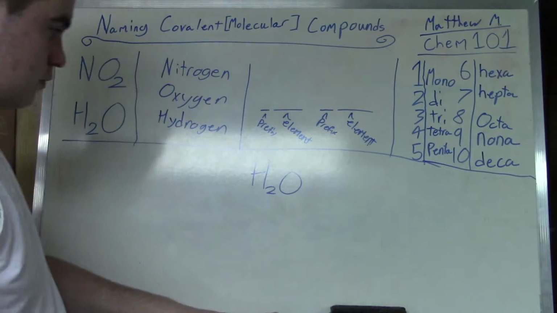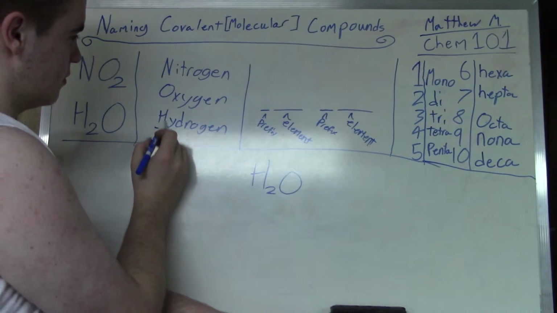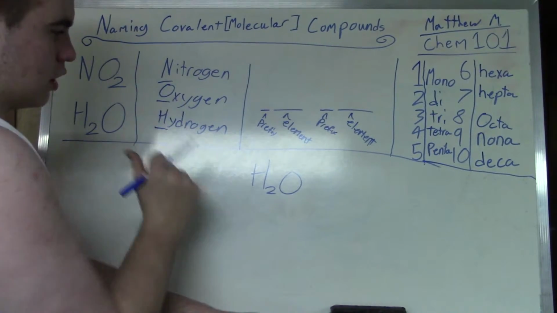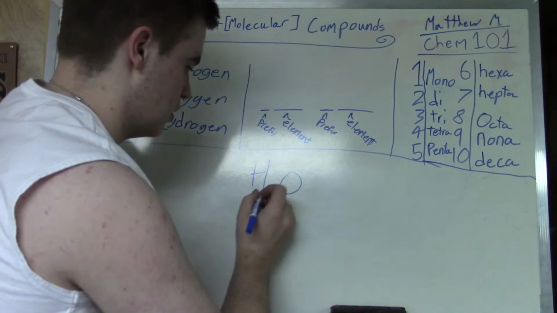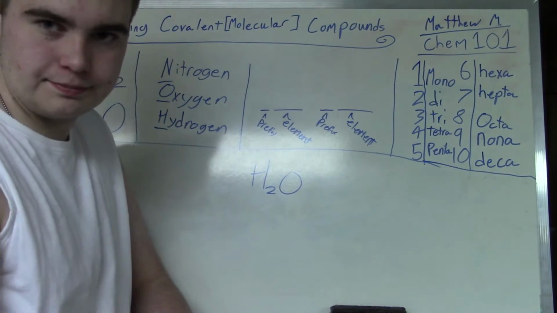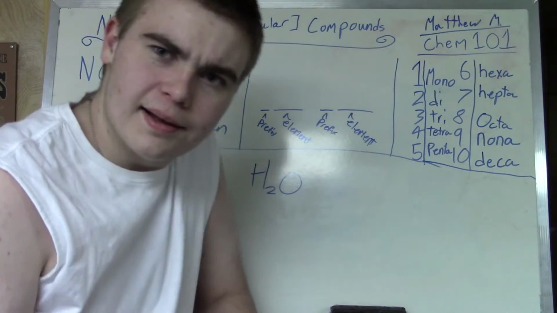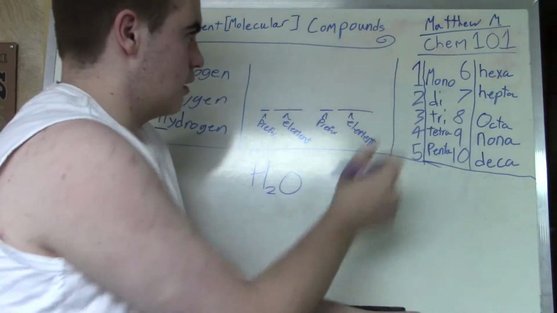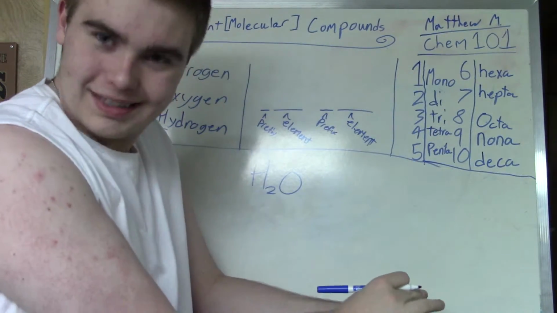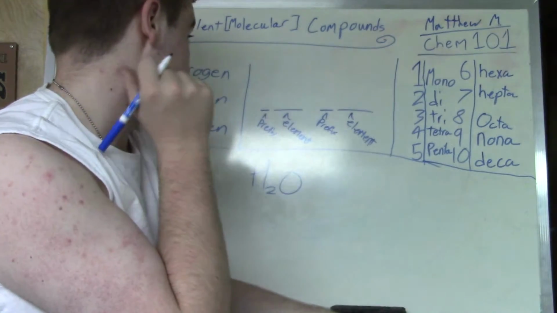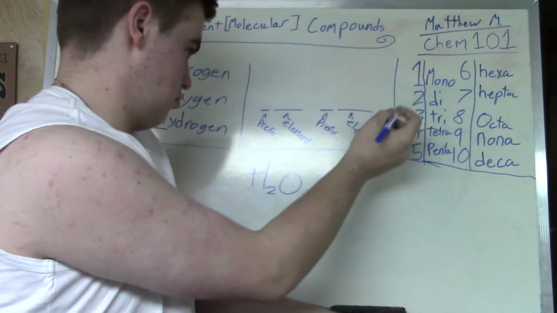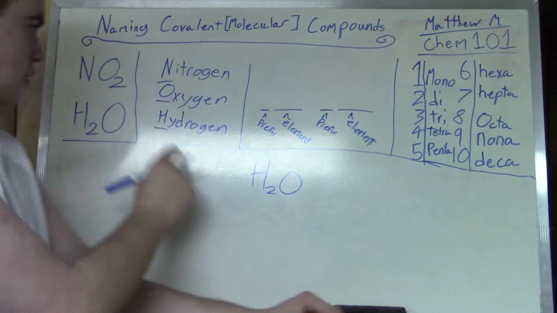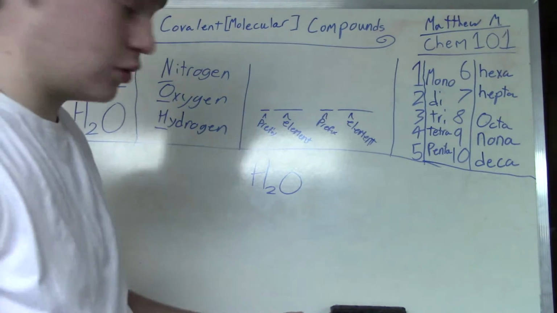H2O, so hydrogen and oxygen. 2 hydrogen and 1 oxygen. Huh. How does that work? Well, let's go to a chart, shall we? We can obviously see there's two hydrogens, right? So I'm going to show you how you would actually write that.